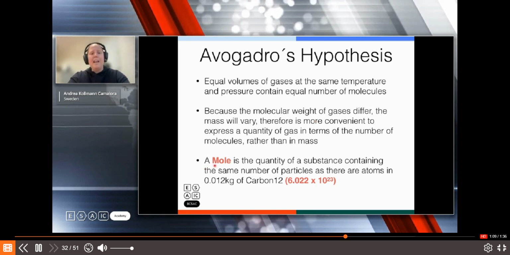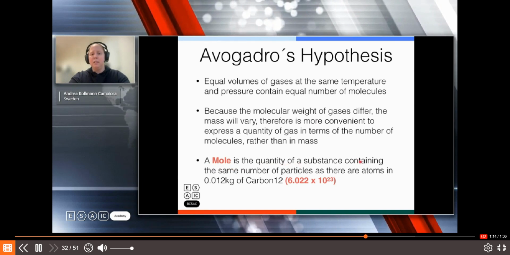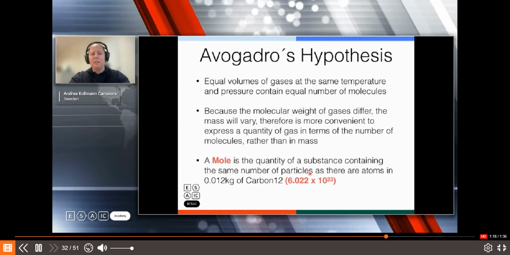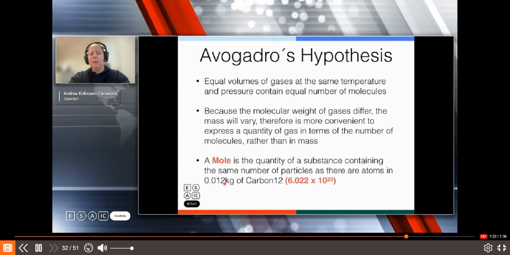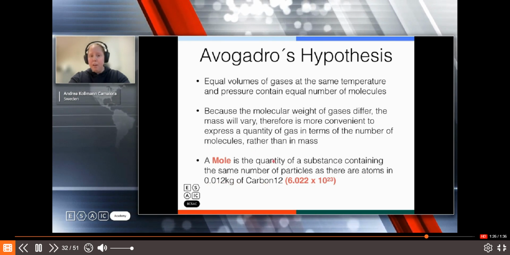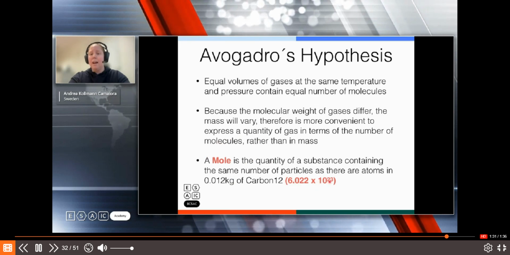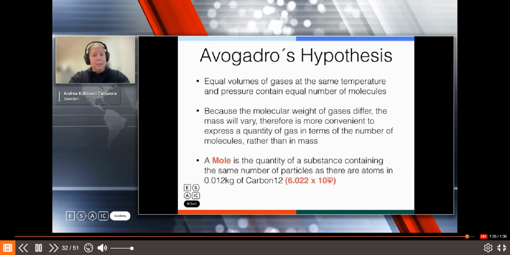So a mole is the quantity of a substance containing the same number of particles as there are atoms in 0.012 kilograms of carbon-12. So 1 mole is 6 times 10 to the 23 atoms. It might weigh more, but it's the same amount.